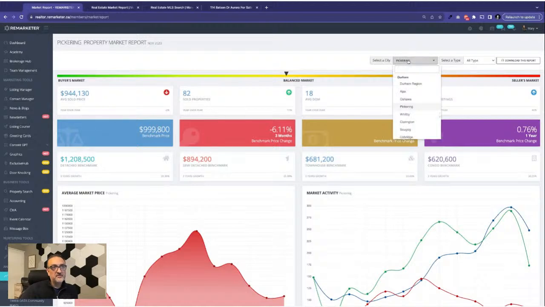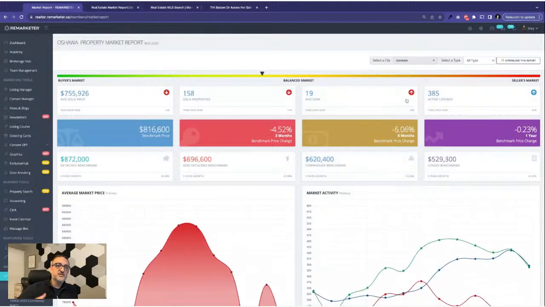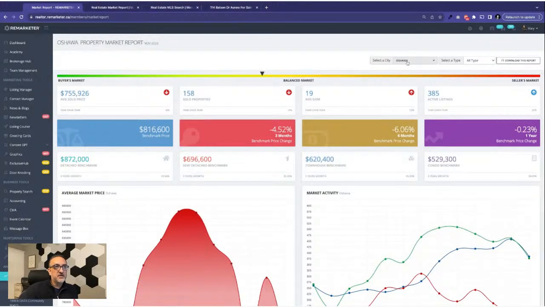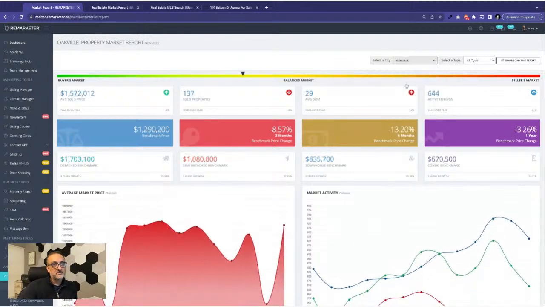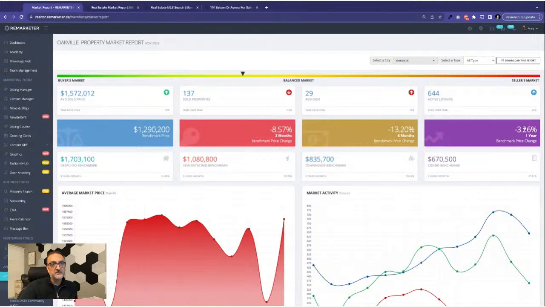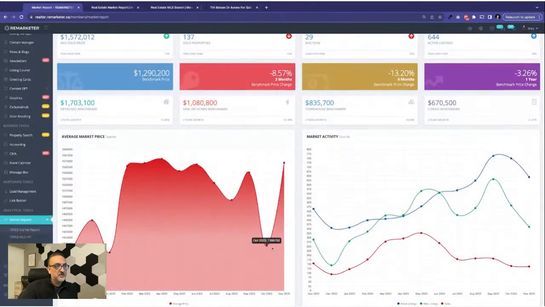This could be different if you look at, for instance, Oshawa, which is like 2 towns to the other side, or if you're looking at, let's say, Oakville. All right. So in Oakville, we're negative 3.2%, negative 13%, and negative 8%. You can see that the situation is very different there. This is a good example right here.